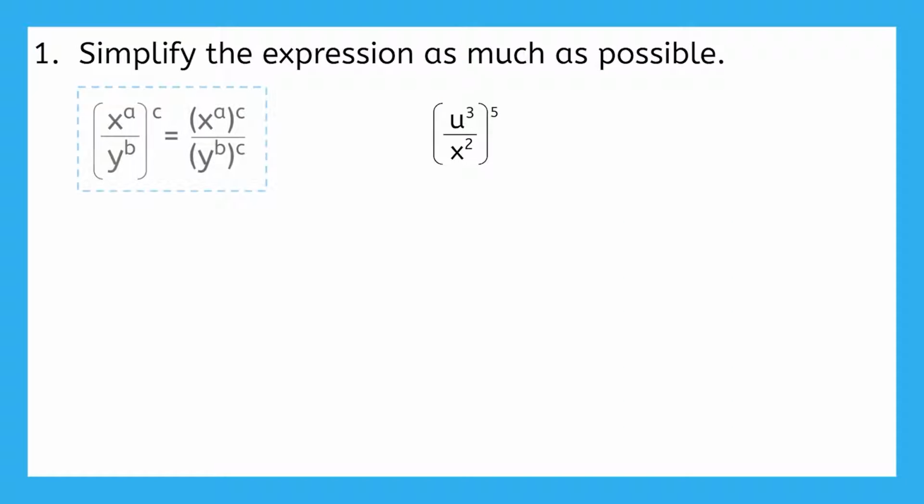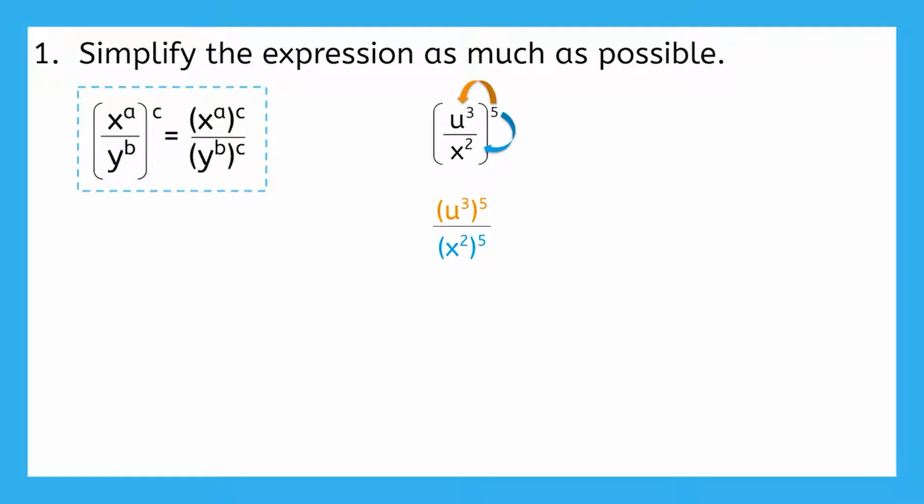According to the power of a quotient property, when a quotient is raised to a power, we can distribute the outer exponent to the numerator and denominator of the expression. How should we rewrite this expression using the property? Distributing the outer exponent to the numerator gives us u cubed raised to the power of 5. After distributing the outer exponent to the denominator, we have x squared raised to the power of 5.